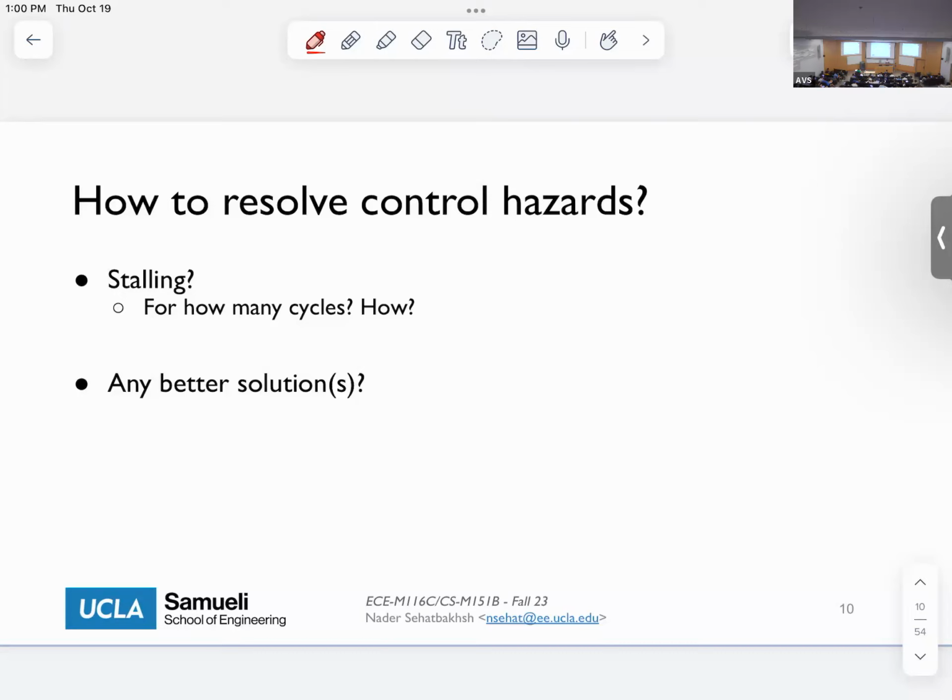questions. First of all, how many cycles do I need to stall? Like, when do I know the location of the branch and the outcome of the branch? How do we do the stalling, how do we do the detection of this, and so on and so forth? And the second question that we always ask is, are there better solutions? Let's talk about each one by one. Let's first talk about stalling and say this is the best solution that we can do. Later on, we're going to talk about how to improve that and make this even better.